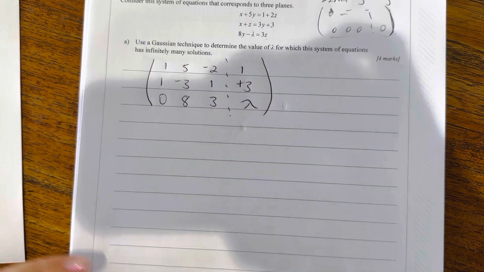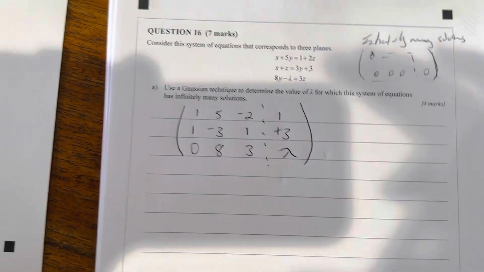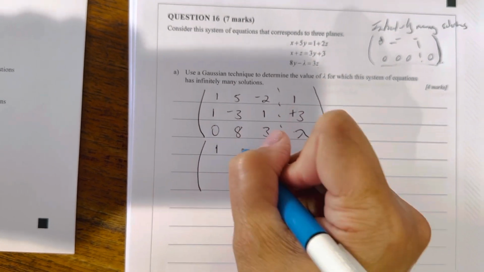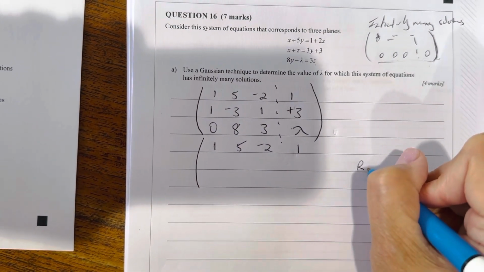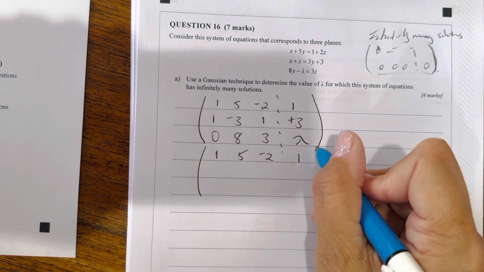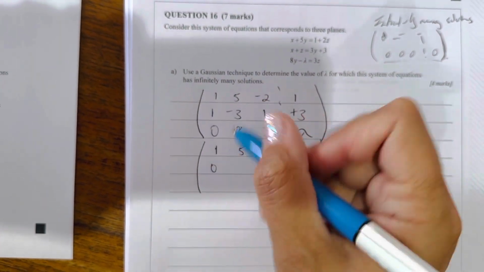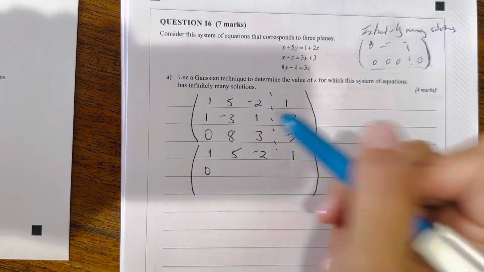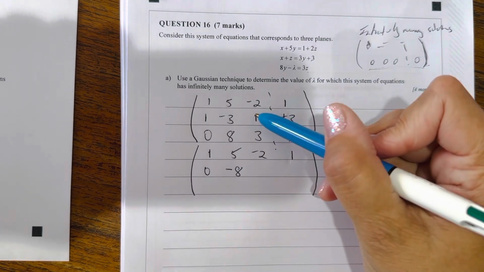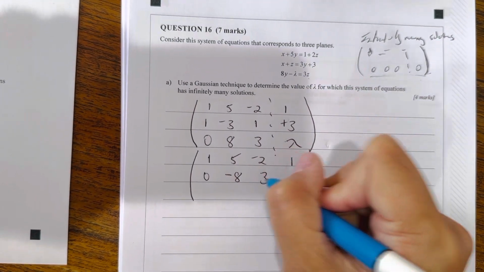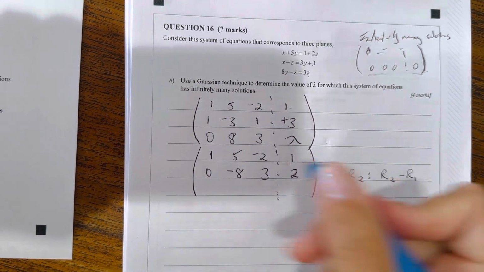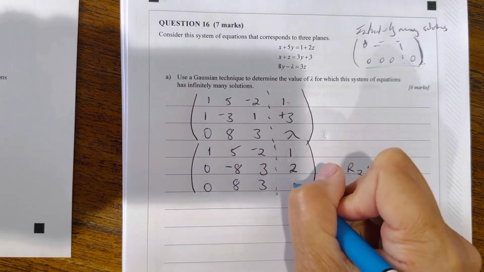I now have to perform row operations with the view of I want a row of zeros. So as my first step, I'm going to leave my first row alone. Row 2 is going to be row 2 minus row 1, which is going to give me my 0. So negative 3 minus 5 gives me negative 8. 1 minus negative 2 is going to give me 3. 3 minus 1 is going to give me 2. Leave my bottom row the same.